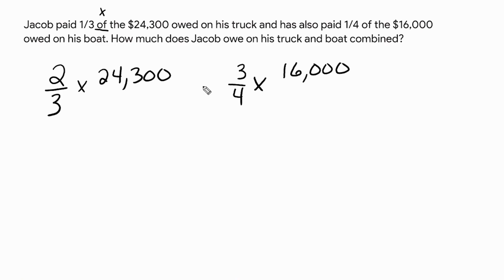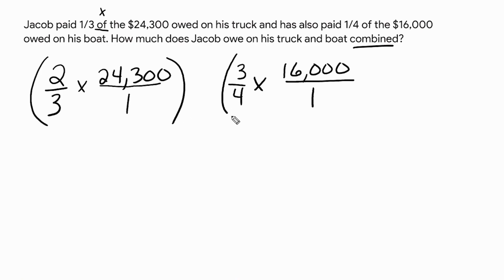Now, after determining how much he owes on his truck and how much on his boat, we add those amounts together because the problem is asking us how much does he owe combined. All right, so let's turn this amount into a fraction by writing a 1 underneath and do the same thing with this 16,000. And we're going to solve this, and then we're going to add those amounts together.